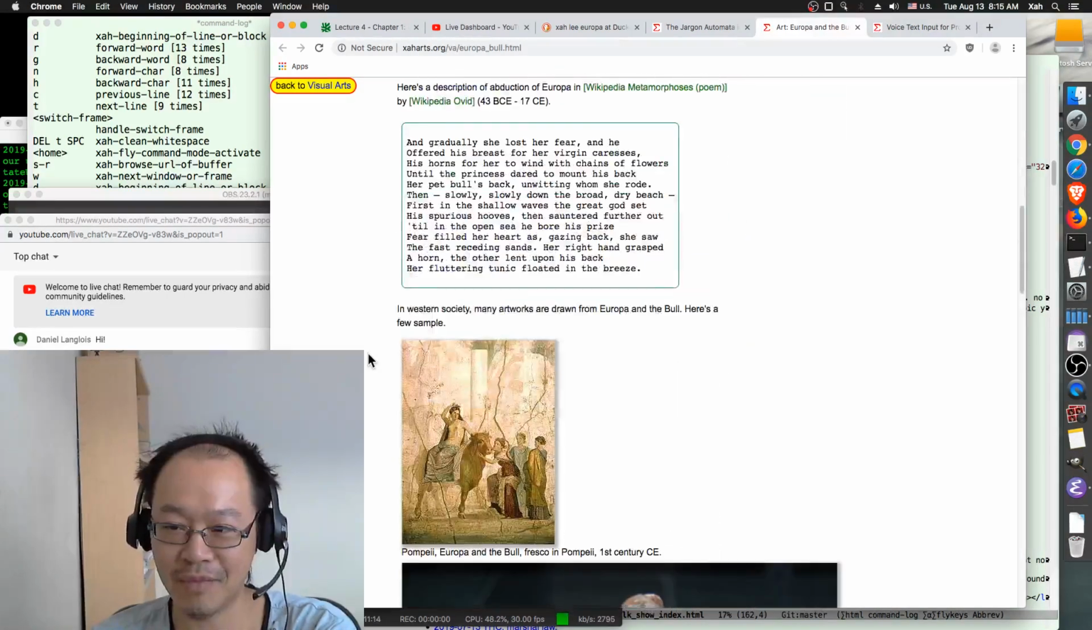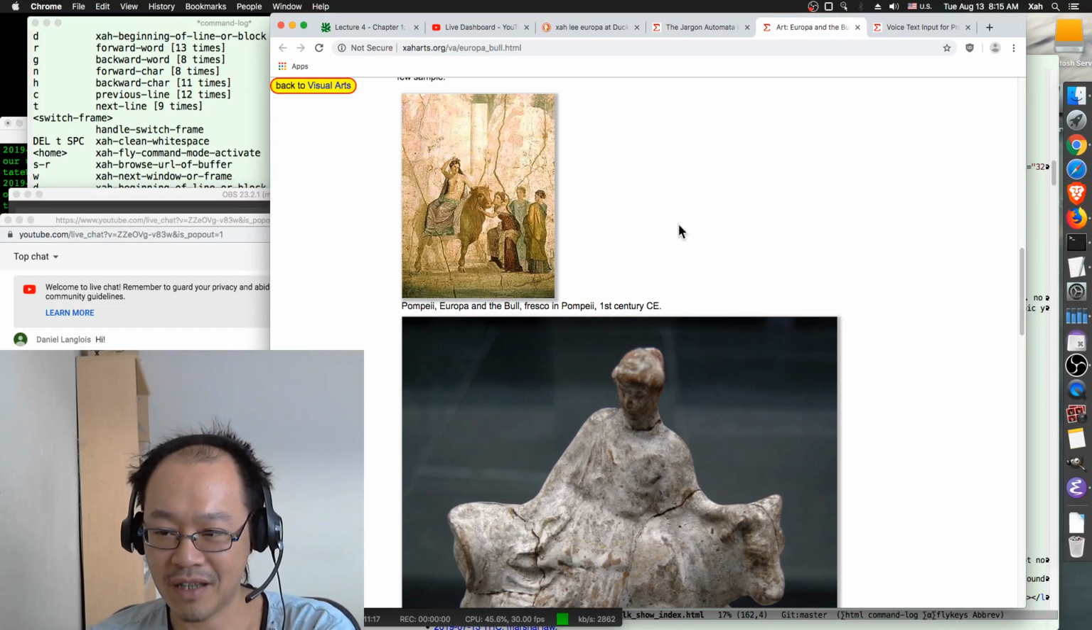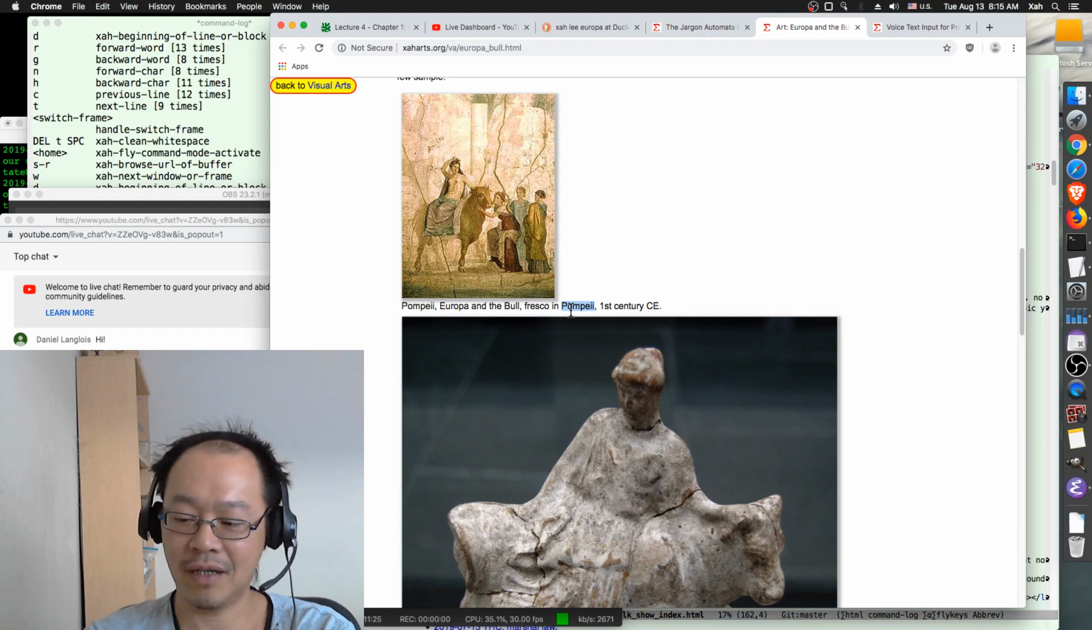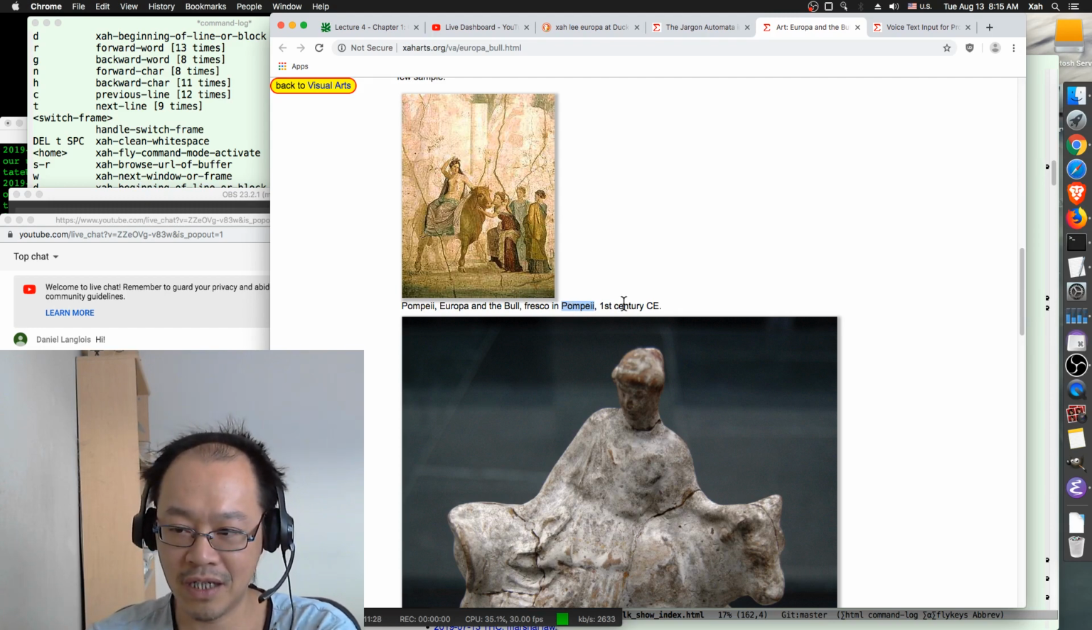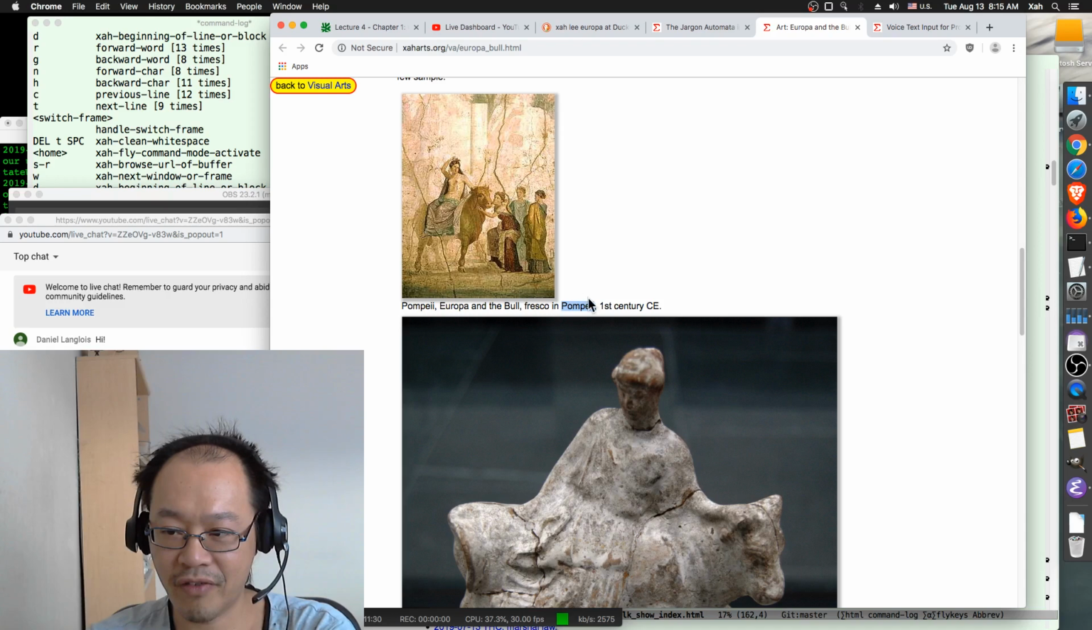And let me show you some artworks. Okay, so all these are ancient. Now this one is in Pompeii. Where is Pompeii? Does anyone know? I don't know where Pompeii is. I thought it's in India. But anyway, this one is from the first century CE.